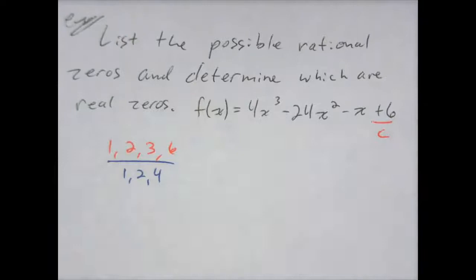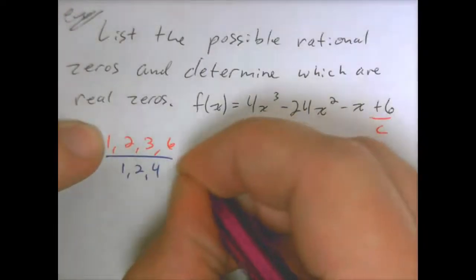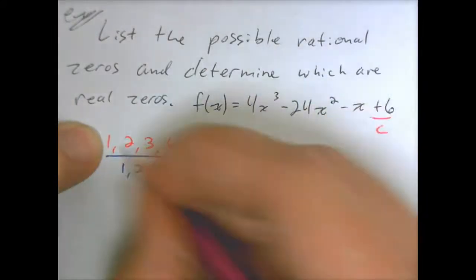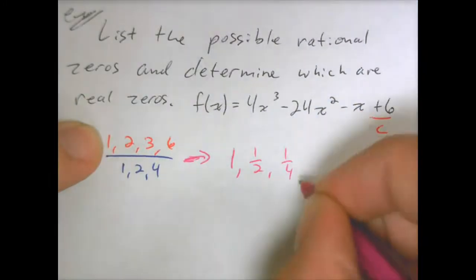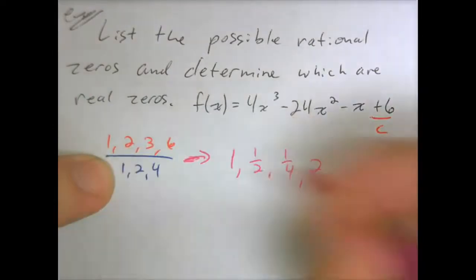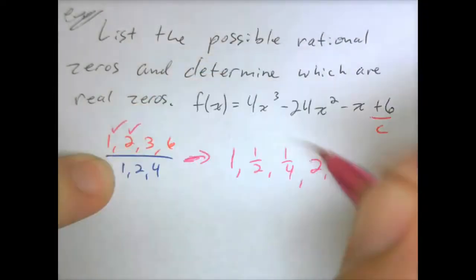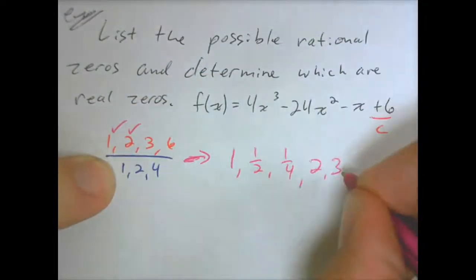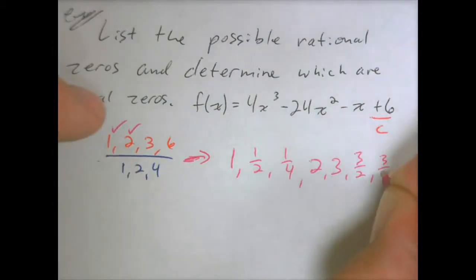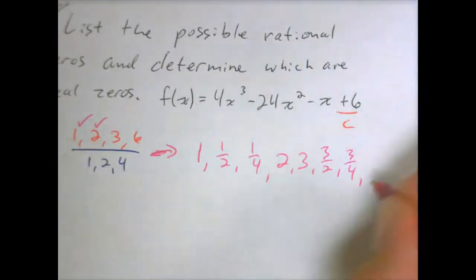1 divided by 1 is 1. 1 divided by 2 is 1 half. 1 divided by 4 is 1 fourth. 2 divided by 1 is 2. 2 divided by 2 is 1. I already have it. 2 divided by 4 is 1 half. I already have that. And I'm going to divide the 3. 3 divided by 1. 3 divided by 2. 3 divided by 4. Oh, I'm going to run out of room. Ha, I made more room.